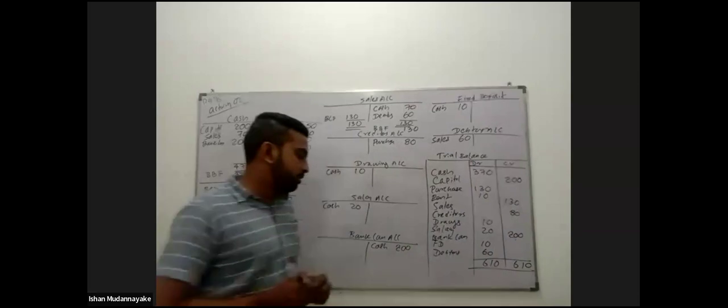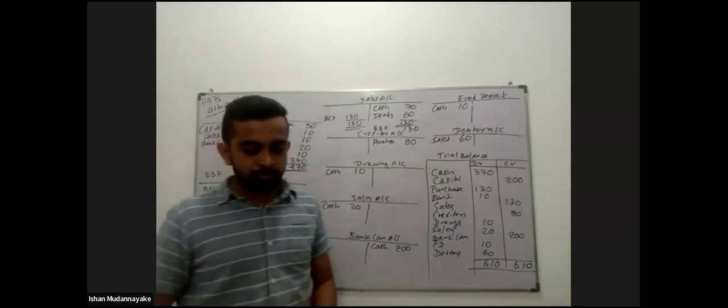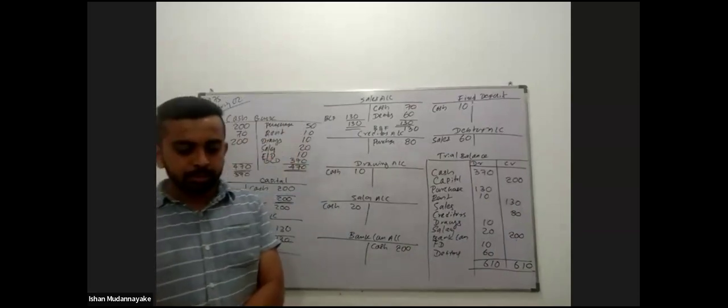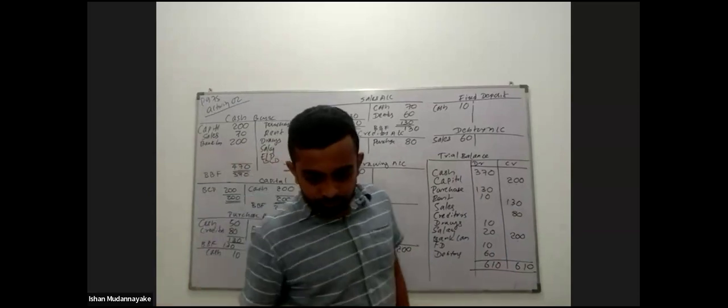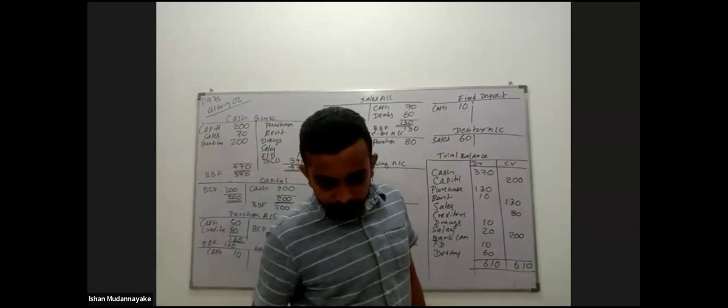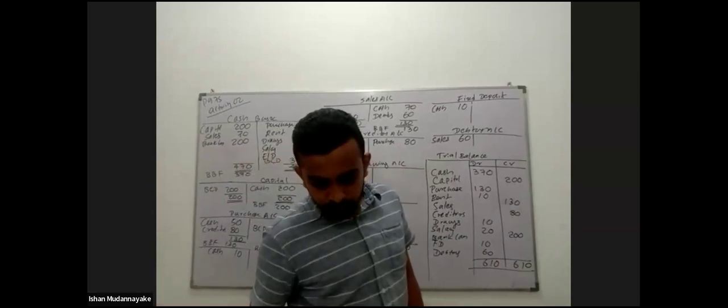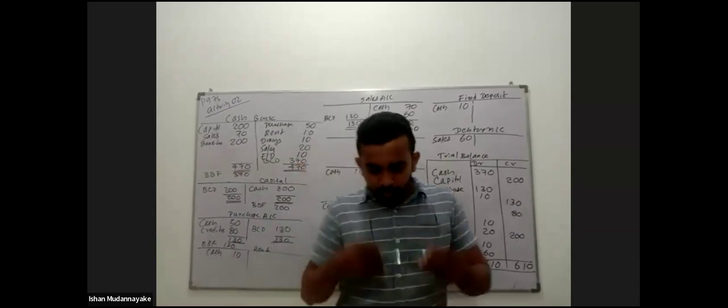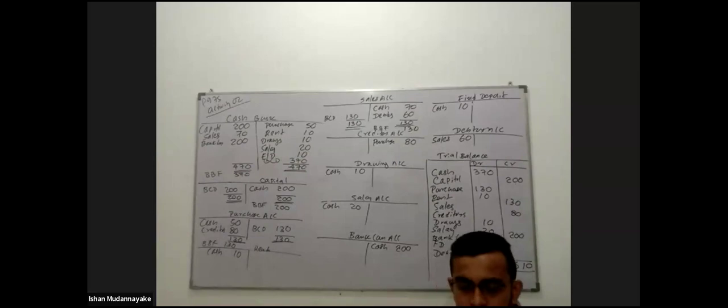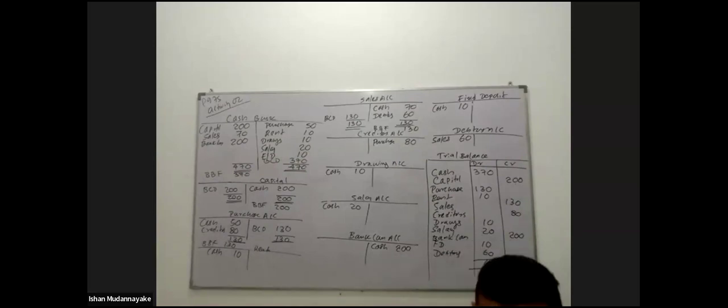The trial balance figure is 610,000. Right, Ranita, I got the answer. We need to balance off the accounts. Yes, normally, Ranita, if the examiner asks you to balance off ledger accounts, then you will balance off.